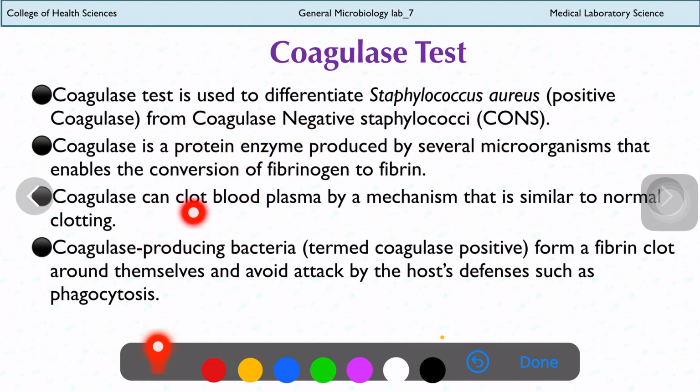As we said, coagulase can clot blood plasma by a mechanism which is similar to normal blood clotting. Coagulase producing bacteria are known as coagulase positive. They can produce coagulase enzyme, which can convert fibrinogen to fibrin and cause clotting. What's the aim of doing this kind of fibrin formation or clotting? The aim is to protect the microorganism from engulfment.